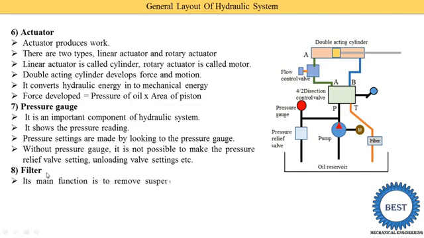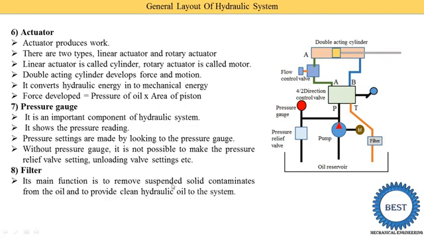And the last component is the filter. Its main function is to remove suspended solid contaminants from the oil and to provide clean hydraulic oil to the system. So the filter is generally used to remove suspended solid contaminants from the oil and supply clean oil to the system. In some books the filter is provided in the return pipe, and in some books it is put in the supply pipe of the pump. So both locations are correct. You do not need to be confused about it.